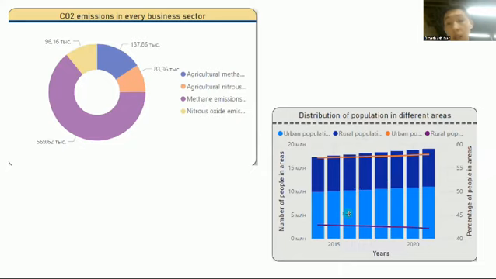Also here in this bar chart, we can see the distribution of population in different areas. And here we can see that there were a lot more people in urban populations than in rural. And it's becoming more, people are going to urban areas.